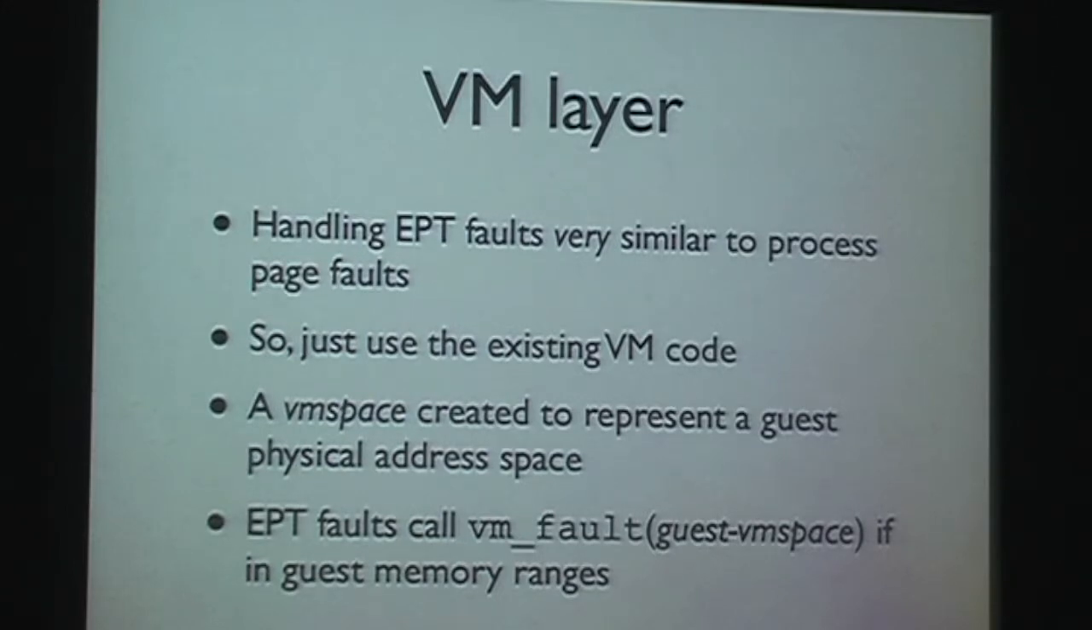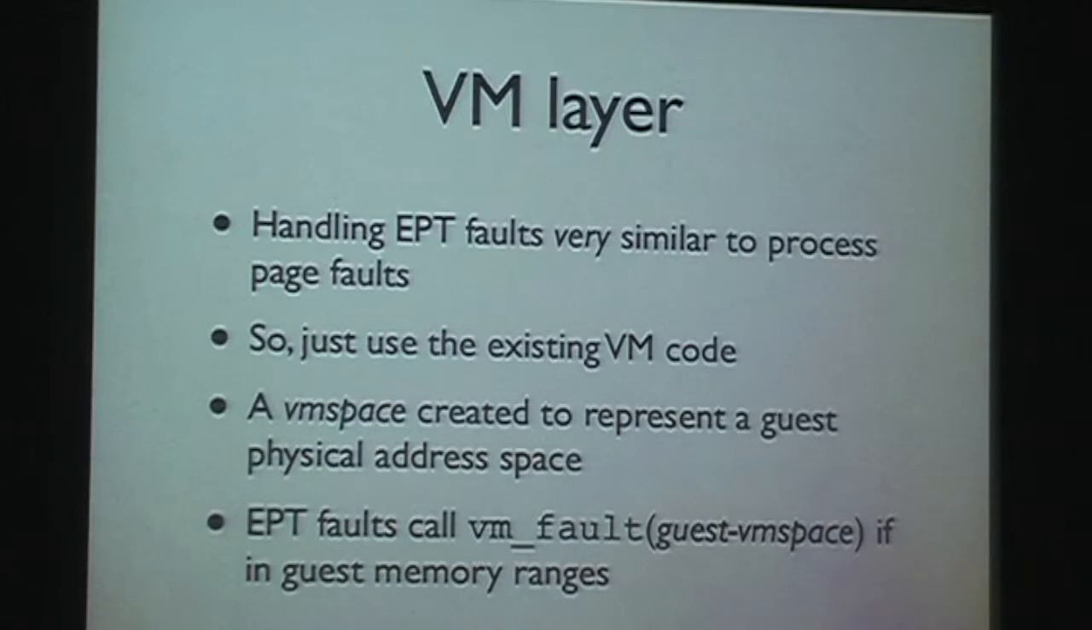So the way we did it is every process in FreeBSD has a data structure called a VM space. That's where all the memory regions are underneath. So we allocate a VM space for a guest physical address space. Basically it starts at 0 and goes up to maximum memory. There's some holes in it, but a VM space is perfectly fine in dealing with that.